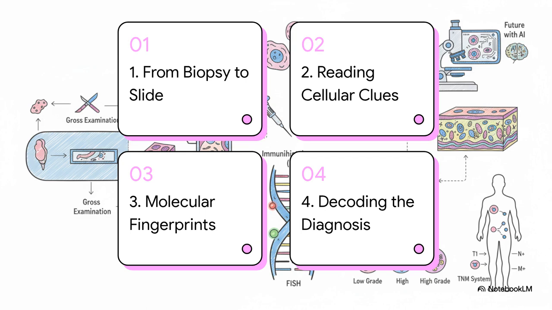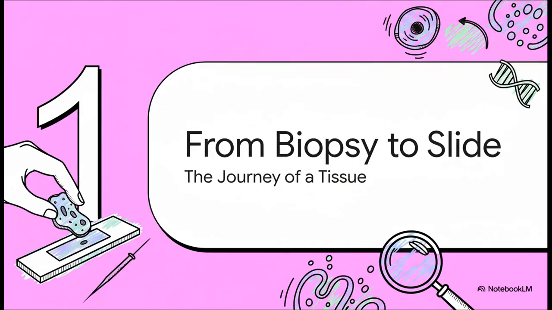All right, so here's our roadmap for this explainer. We're going to follow the evidence step by step. First, how that tissue gets prepared. Then, how we read the clues from the cells themselves. Next, we'll look at their molecular fingerprints. And finally, we'll see how it all comes together for the final diagnosis. Okay, let's dive right in.